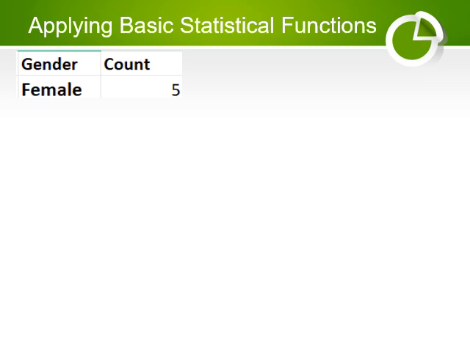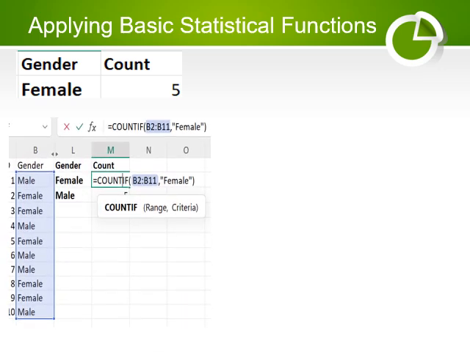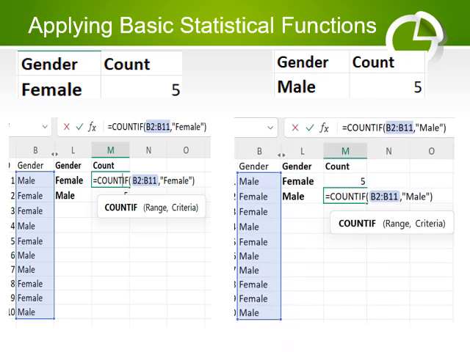And finally, we use COUNTIF to calculate the number of male and female students in the class. So based on the COUNTIF function, there are 5 female students. So here is the formula in getting the number of female students. And then we also have 5 male students. Here is also the formula for that. So this means the sample has a balanced gender representation, which is ideal for comparative analysis.